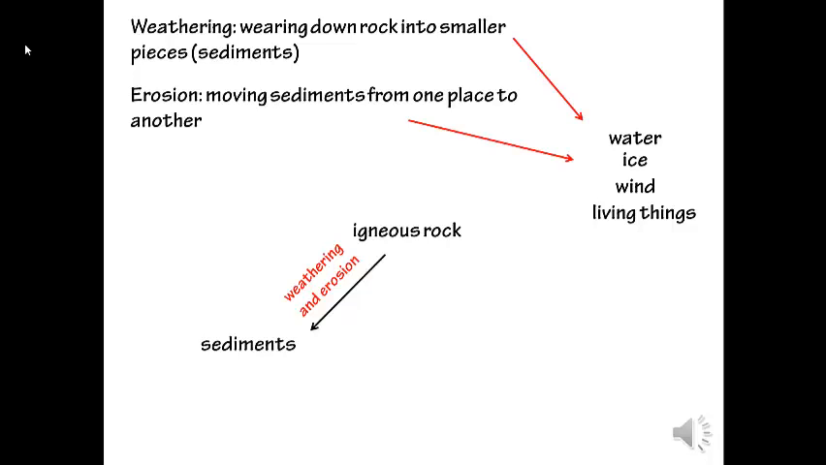Wind is another powerful agent of weathering and erosion. Living things can also weather and erode rocks. Plant roots work their way into the cracks of rocks and grow, splitting the rocks apart. Animals scratch at rocks looking for things like food, which weathers them. They also move sediments and rocks from one place to another, causing erosion.